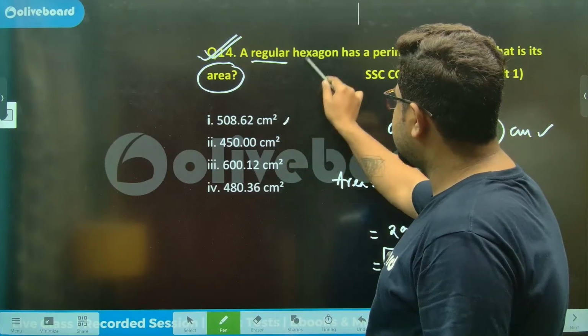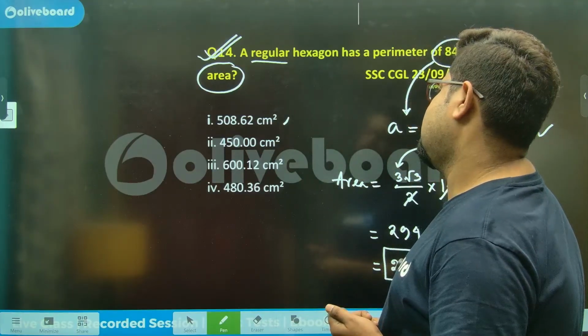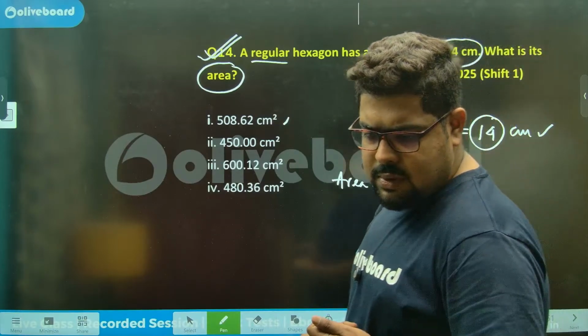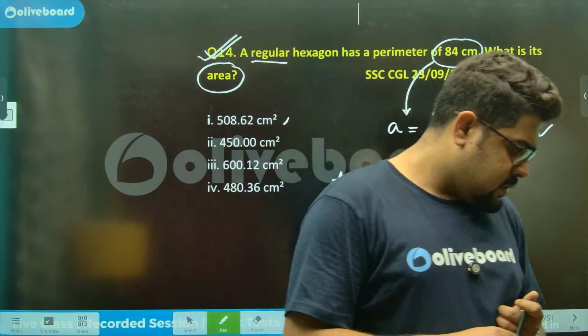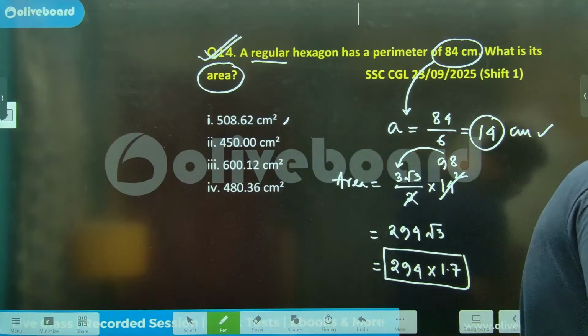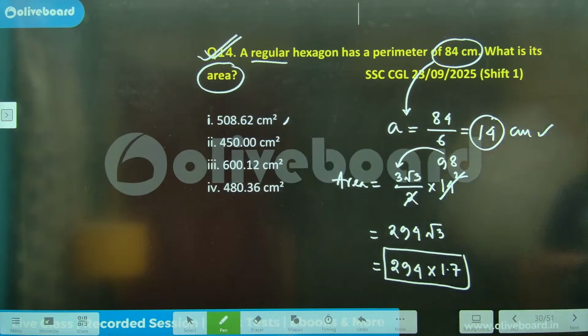But the options are given like this. One second, sir. Nagul, you are getting 509? Are you sure? Let me calculate once again. 294, 300, 300 into 1.7, which is 510. It should be more or less, right?